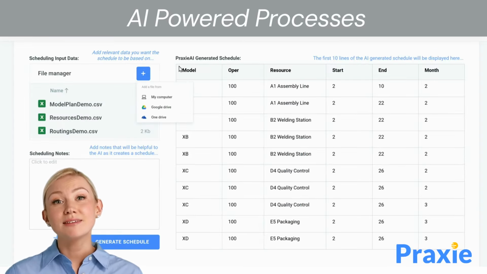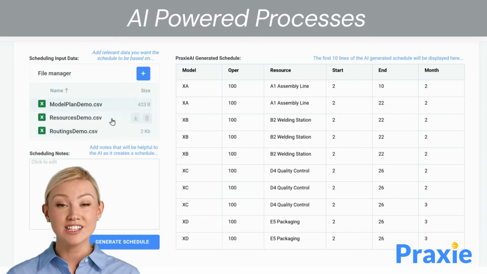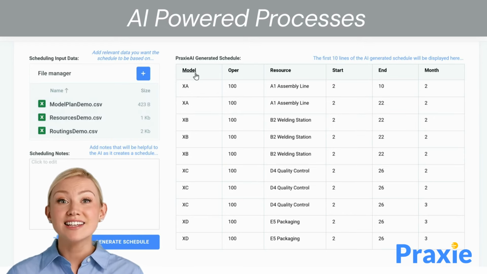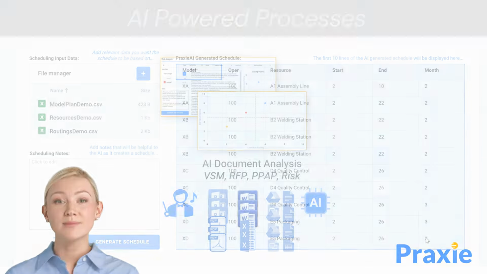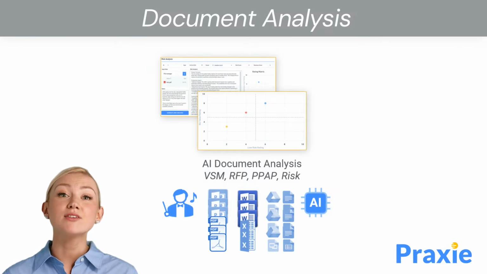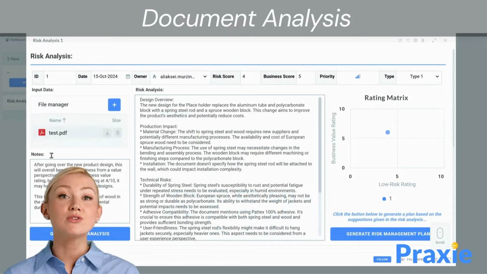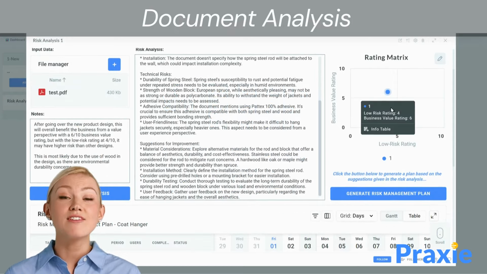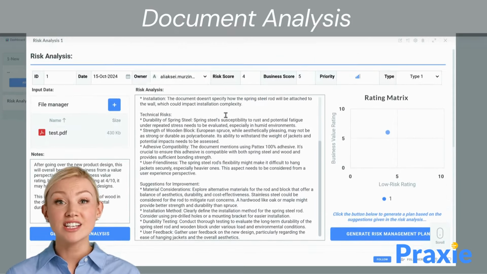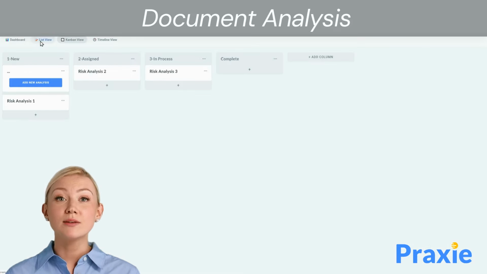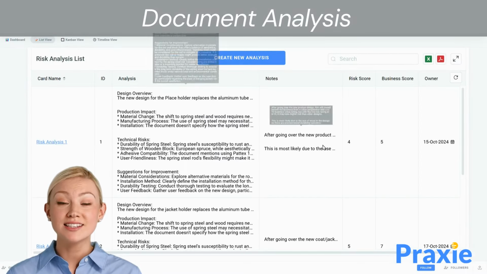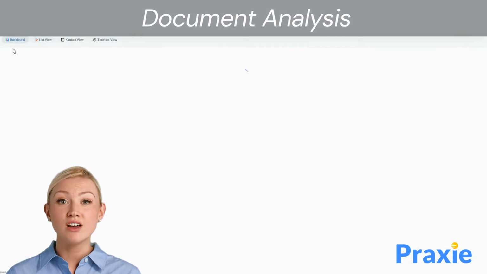Processes like demand planning, production scheduling, pricing optimization, constraint analysis, variance analysis, and more. Praxie can ingest large amounts of unstructured documents like value stream maps or design docs and deliver valuable summaries as well as analysis and suggestions, or documents such as resumes and RFPs, and then define which best match desired criteria.